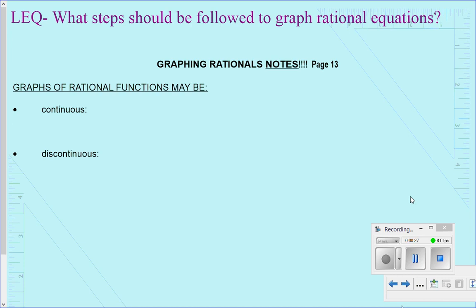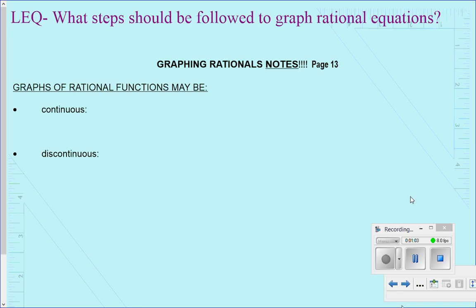So we first started talking about the difference between continuous and discontinuous graphs. Rational functions' graphs are either continuous or discontinuous. If you remember the graphs we looked at yesterday, the hyperbolas are considered discontinuous. The reason is that break in the center, that vertical asymptote, which if you recall was caused by the domain restriction. So that vertical asymptote causes hyperbola graphs to be discontinuous.